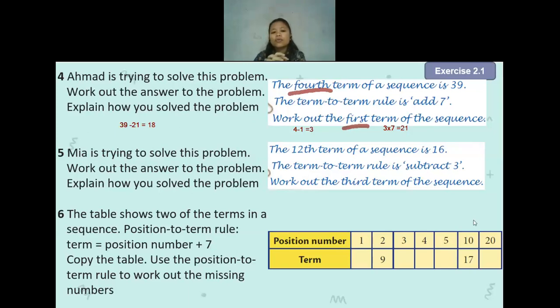Maya is trying to solve this problem. The 12th term of a sequence is 16. The term to term rule is subtract 3. Work out the third term of the sequence. So what do we have to do first?